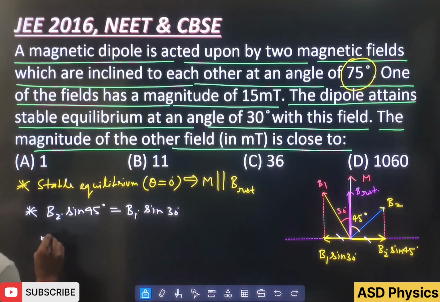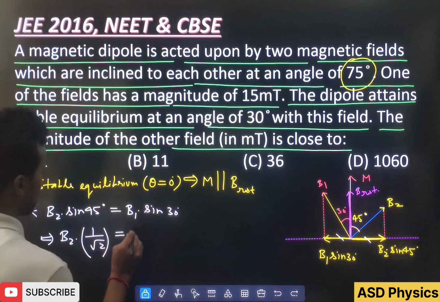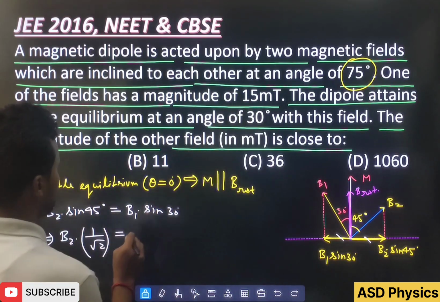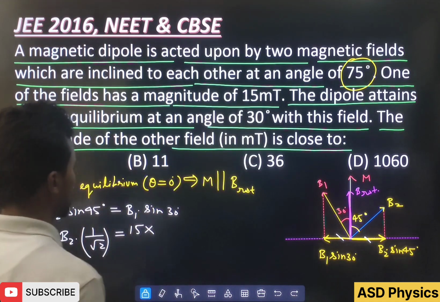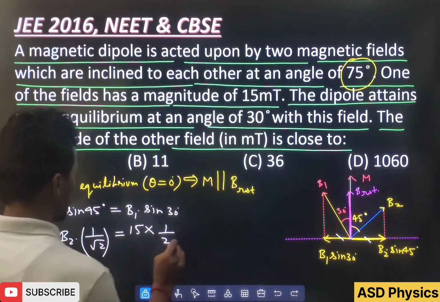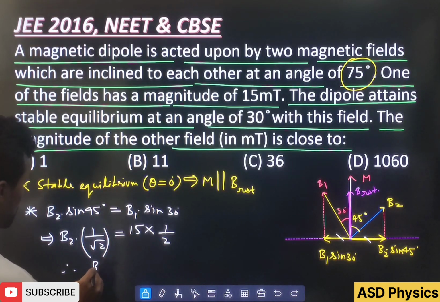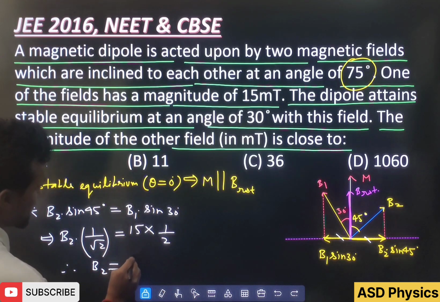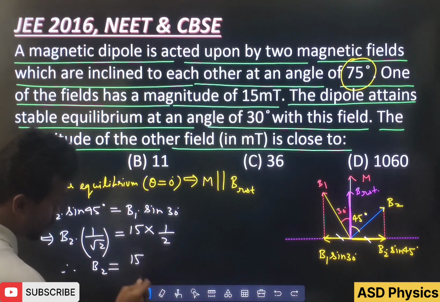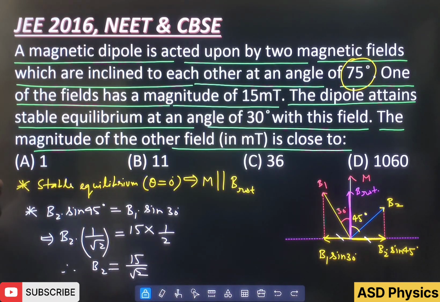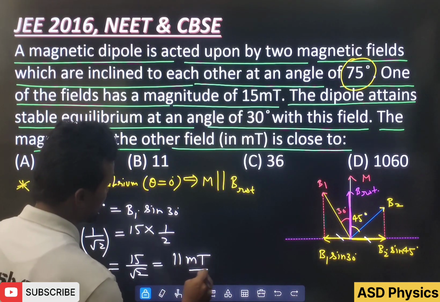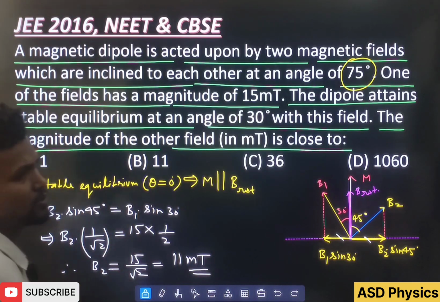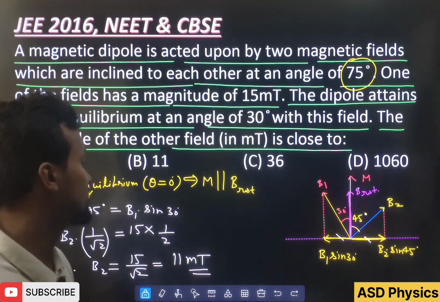So I can write B2 sin 45, value 1 by root 2, and B1 value given here is 15 millitesla. I will not change it because the options are in millitesla. And sin 30 is 1 by 2. Now when I simplify this, B2, root 2 will go that side, so this will become 15 into root 2 by 2, that means 15 by root 2. When you simplify this, approximately 11 millitesla will come, because we have not changed the unit of 15, so the answer will come in the same unit.